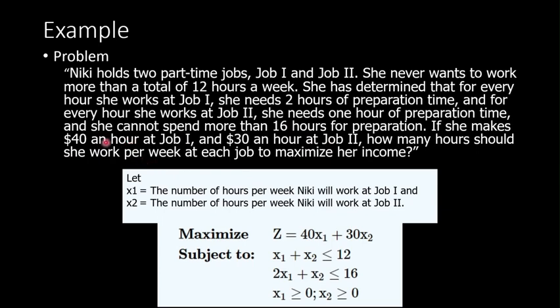If we assume that she works per week x1 hours for job one and x2 for job two, then the total income per week would be z equals 40x1 plus 30x2, and the objective of the problem is to maximize z. So we need to decide how many hours at job one, which are x1 hours, or how many x2 should be for z to be of maximum value. Because of this, x1 and x2 are called the decision variables.